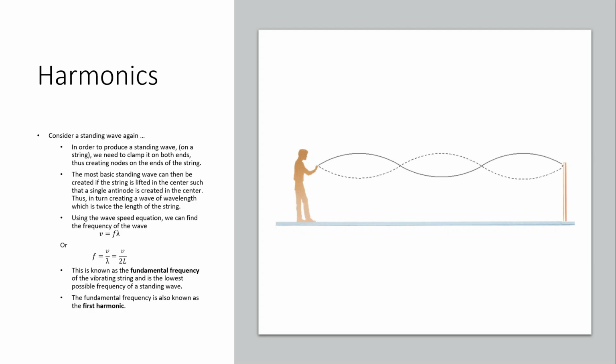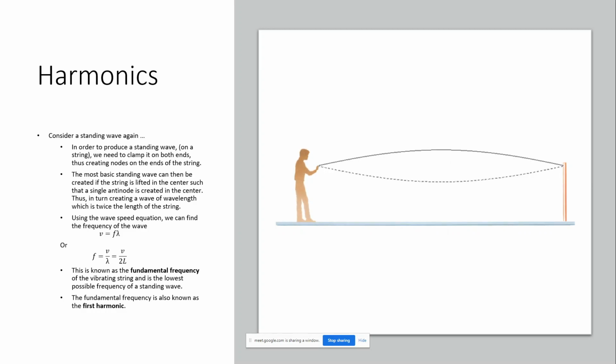So your harmonics are essentially to do with your nodes, and in that case, if you're talking about the first harmonic, you've got one antinode. If you're talking about the second harmonic, you're going to have 2 antinodes on the stringed instrument, right?